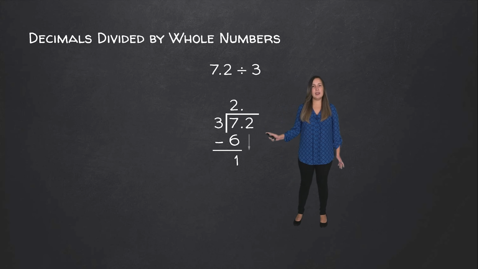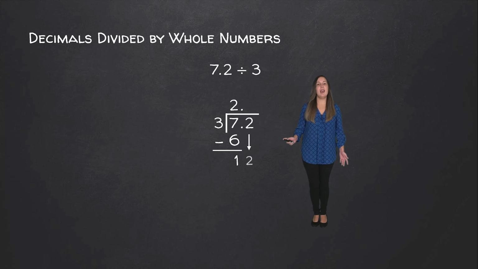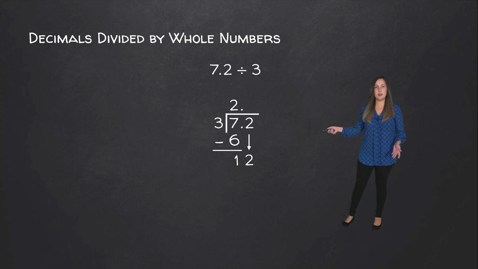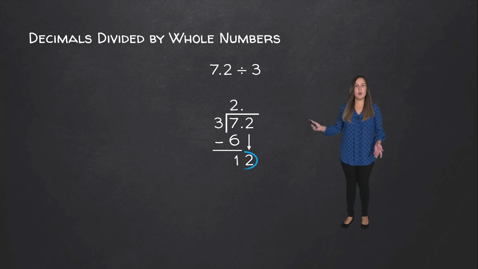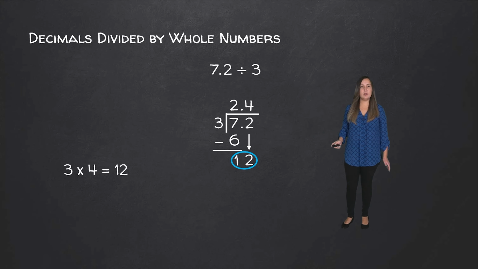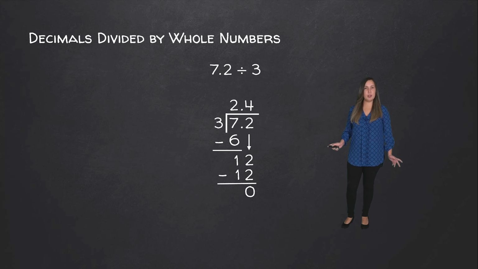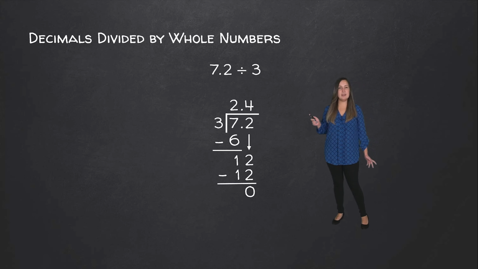Now we can go ahead and bring our 2 down. And then once we do that, we ask ourselves, how many times does 3 go into 12? And so that would be 4 times, because 3 times 4 is equal to 12. Now we're going to take our 12 and subtract 12, and so we get 0. So we have no remainder at all right now, and that tells us that 7 2/10 divided by 3 is equal to 2 4/10.